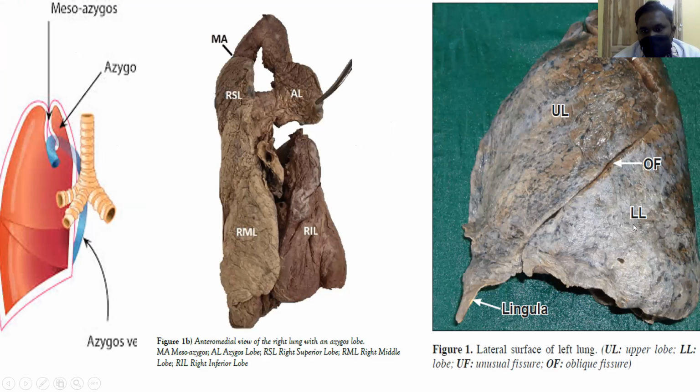Upper lobe and lower lobe separated by lingula. This is the lingula. This is the oblique fissure, in the upper lobe and left lobe.